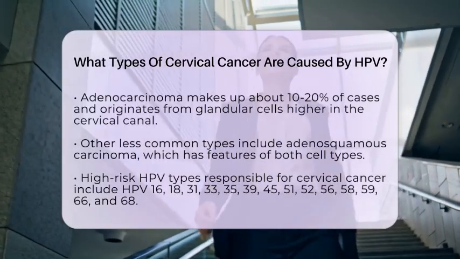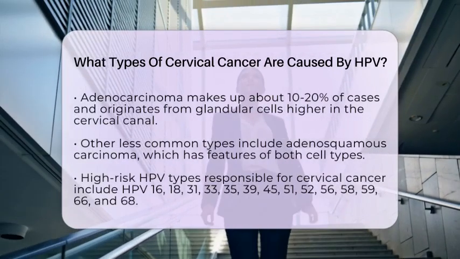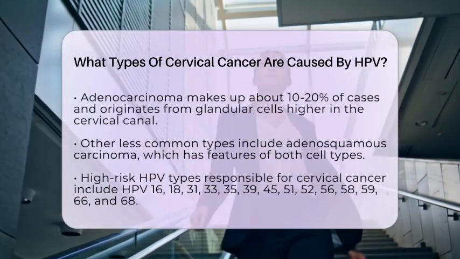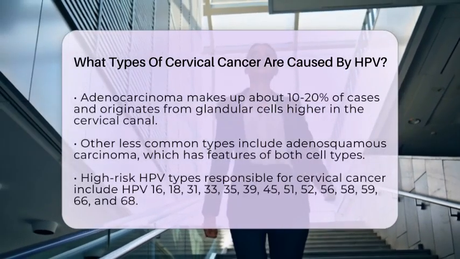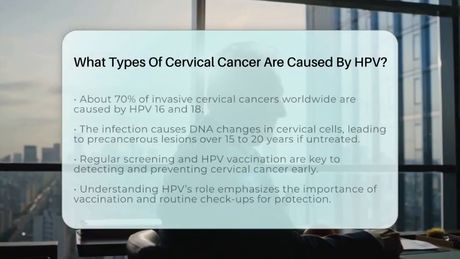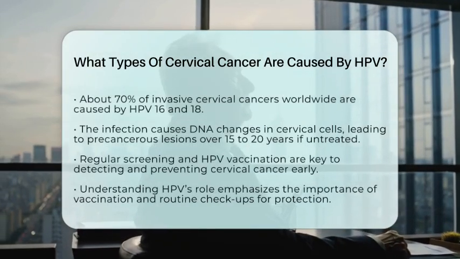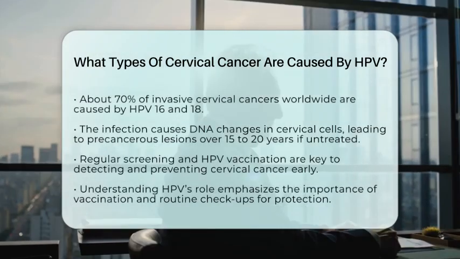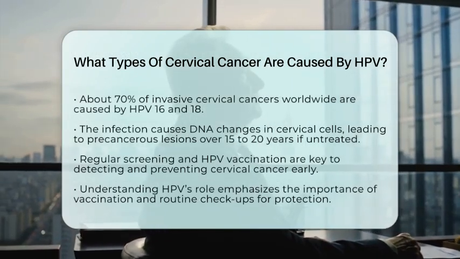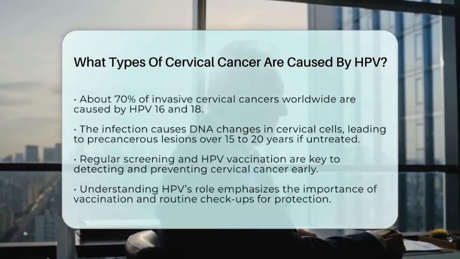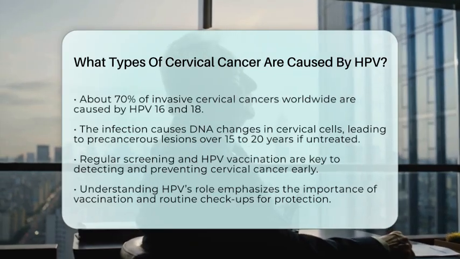The process begins when high-risk HPV infects the cervical cells and causes changes in their DNA. If the infection persists over many years, these changes can lead to precancerous lesions. Without treatment, these lesions can progress to invasive cancer, usually over a span of 15 to 20 years. This is why regular screening and vaccination are so important.